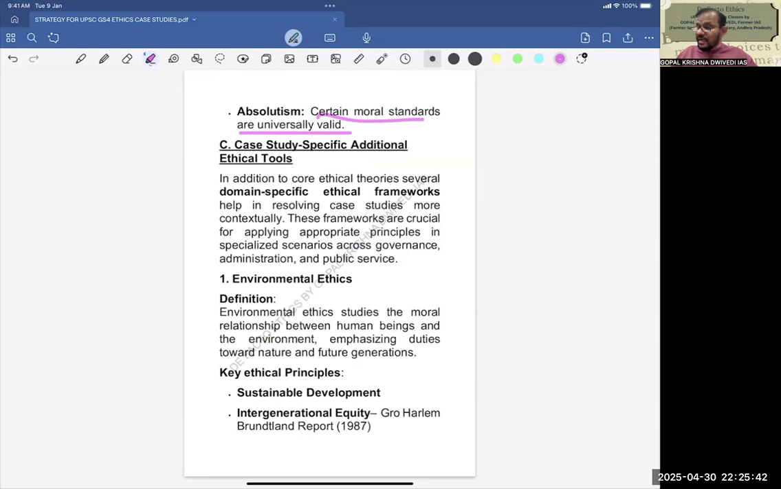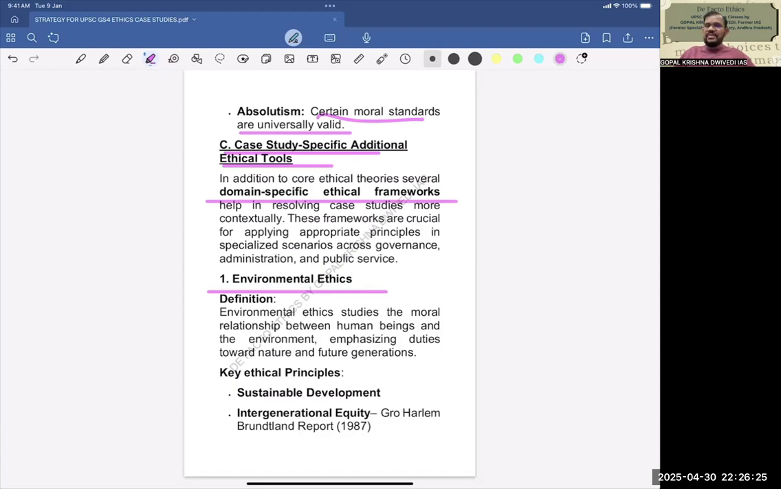Then the third category is case-study-specific additional tools, because suppose some case study relates to environment, then environmental ethics definitely will apply. Some case study relates to media, ethics will apply. Some case study relates to medical, then medical ethics will apply. So like that, there are about 14 other additional ethical tools which we should also remember, and that I'm going to tell you now. That is called domain-specific ethical frameworks. So if a particular domain case study is there, that domain's ethical framework definitely is going to apply. So now first is environment ethics. Any case study related to environment, you have to apply environment ethics.